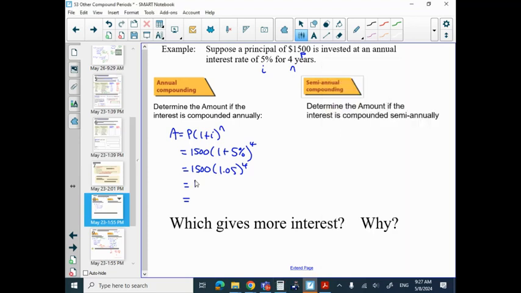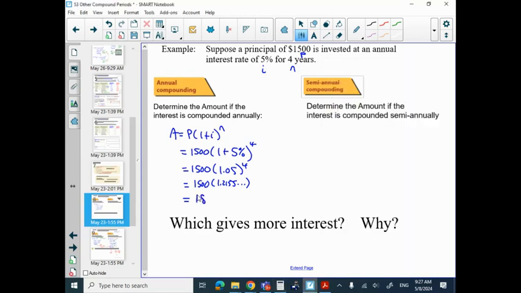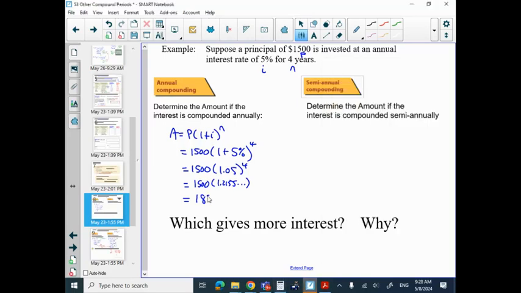1.2155... dot, dot, dot, keeping lots of decimals, times 1,500 gives us 1,823.26. We get that much money in 4 years if we're compounding annually.